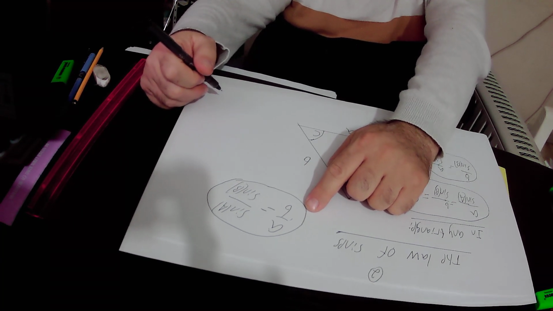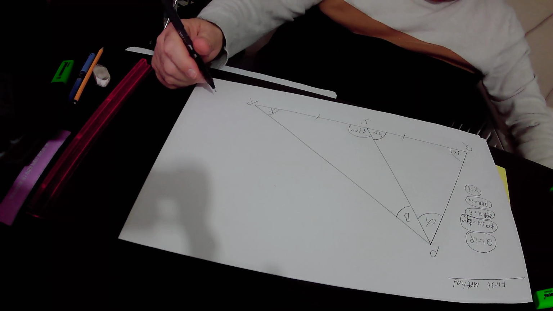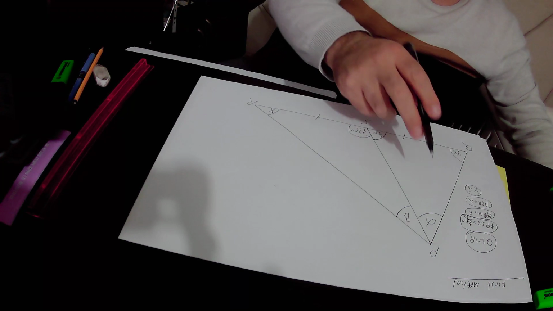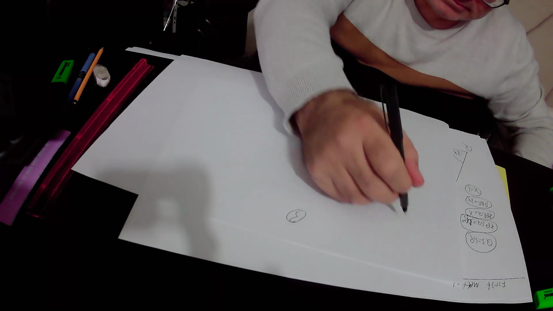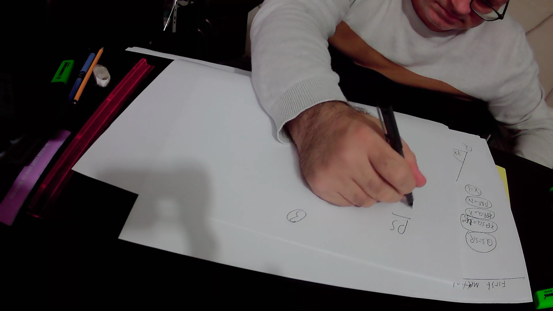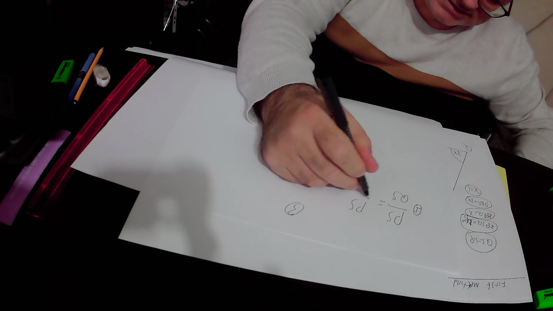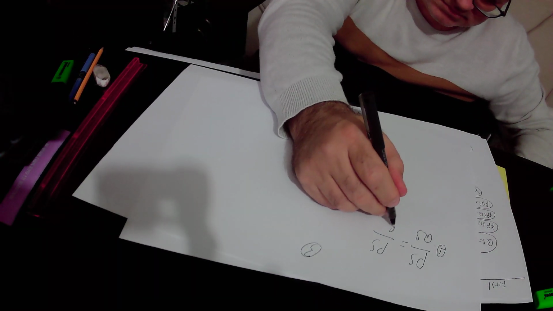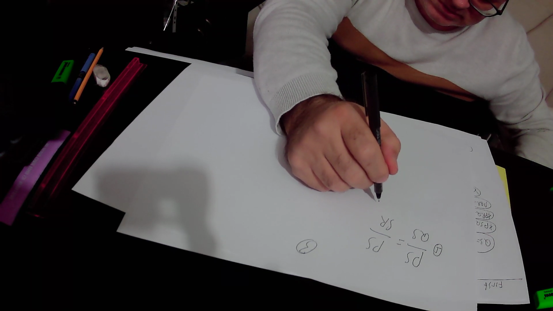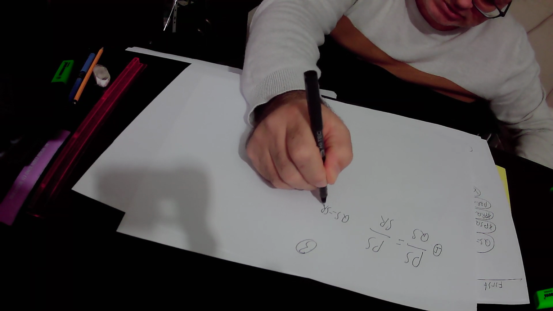And we can actually implement this rule in our drawing. First of all, we know that QS equals SR, so PS over QS equals PS over SR. And this is because QS equals SR, according to what is given in the question.